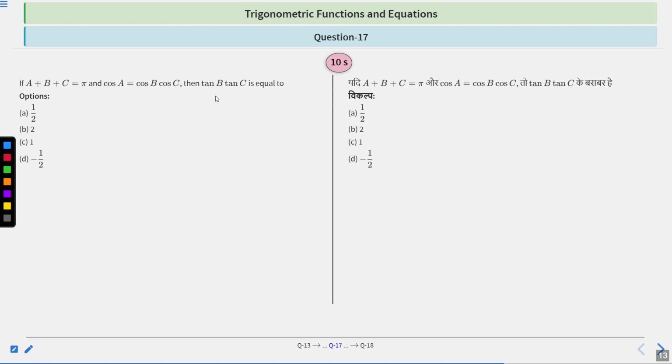So the hint of this question is, since we have to basically find tan b into tan c, right? Therefore, there is no a term. Clear? Therefore, we will replace a with pi minus (b plus c). Therefore, cos of (pi minus (b plus c)) is equal to cos b into cos c. Now, cos of (pi minus (b plus c)) will be equal to minus of cos (b plus c), right? Now, after further simplification, you will easily get the value of tan b into tan c, right? So in this way, you can try to approach this question. You have 10 seconds to solve or think about this question. After 10 seconds, we will discuss the solution, okay?